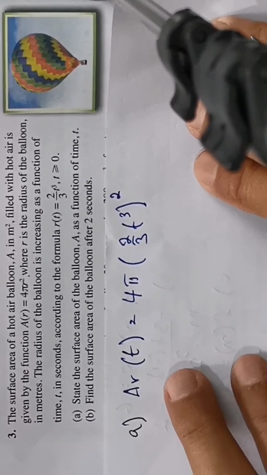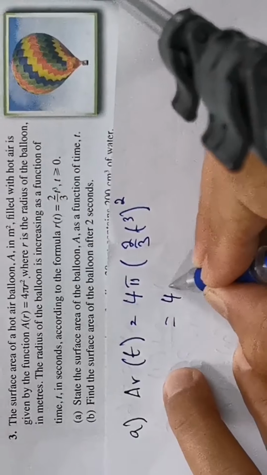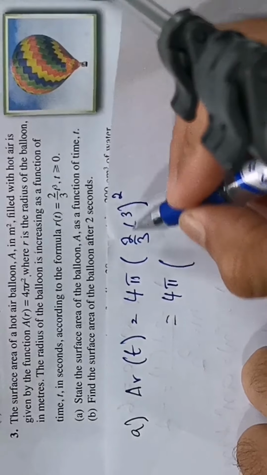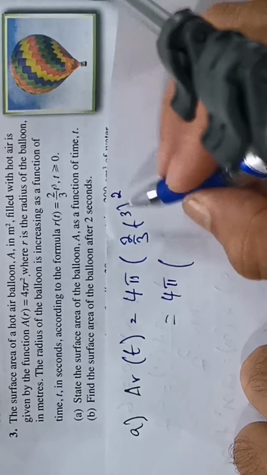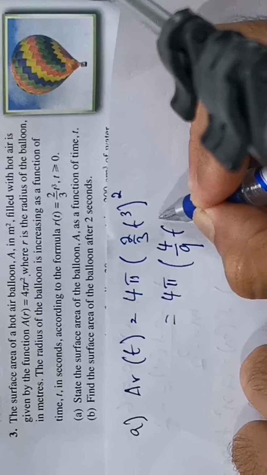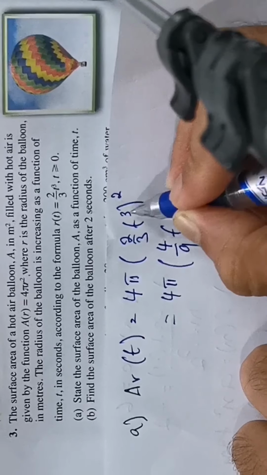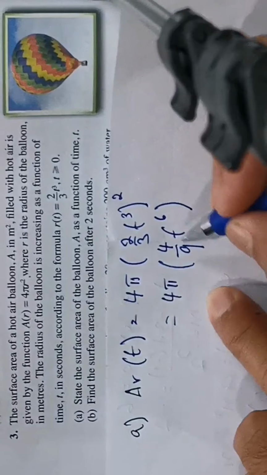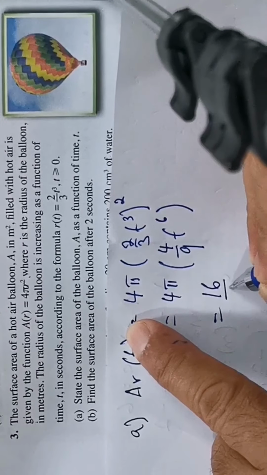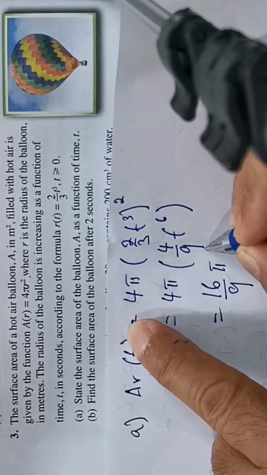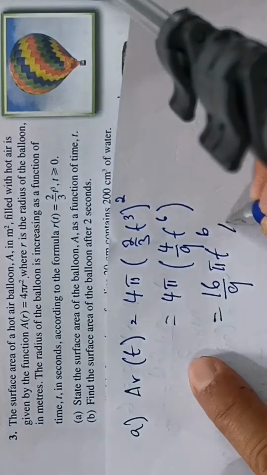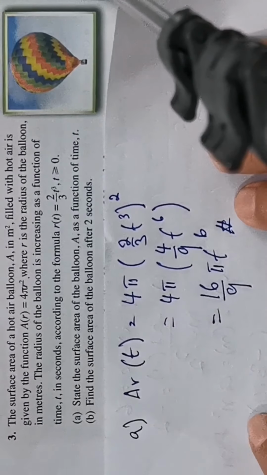Okay, so simplify. It becomes 4 pi, 2 over 3 t cubed squared, which is 4 over 9 t to the power of 6, because 3 times 2. Then multiply 4 times 4 and it becomes 16 over 9 pi t to the power of 6. Okay, that's all for A.